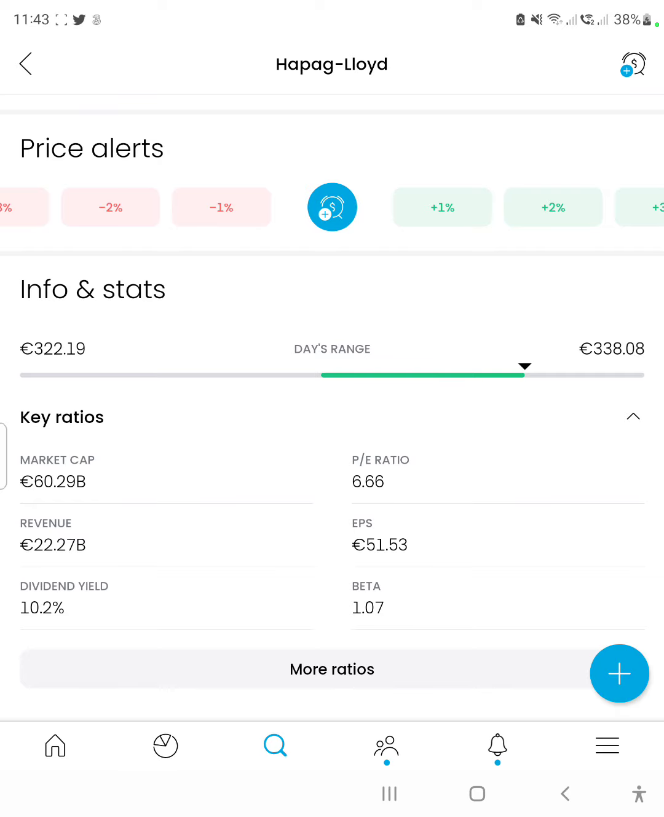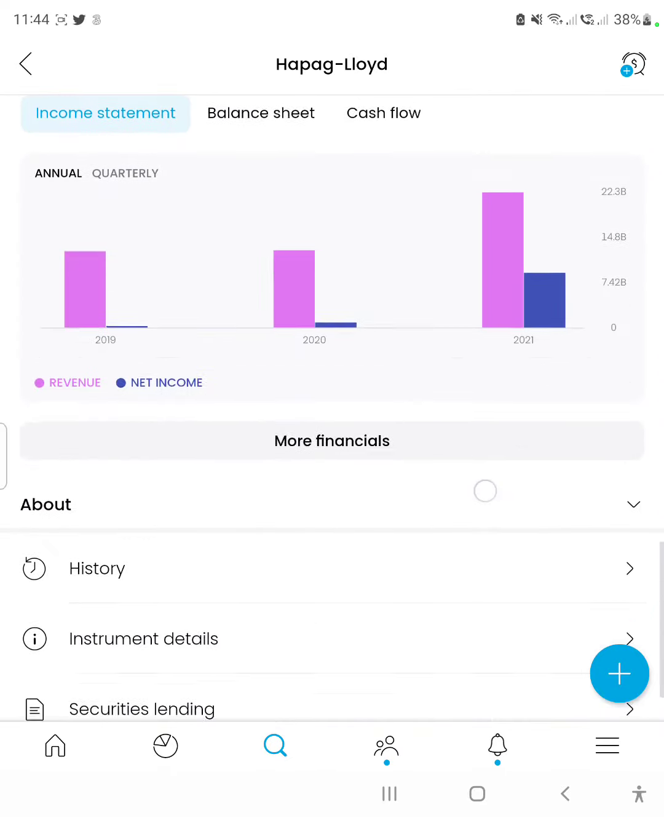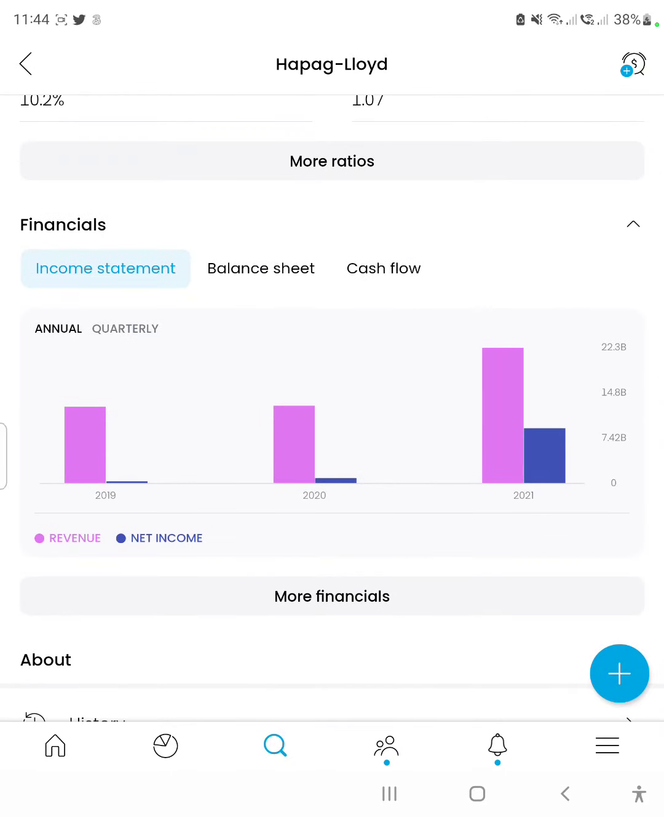The beta level, which just represents the overall risk level of a stock, or the volatility of the price in the last financial year, is 1.07. So that's about 7% higher than the average of 1, which is definitely quite a healthy figure. Let's get into the income statement. So we can see the charts.